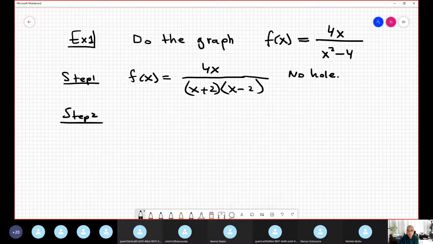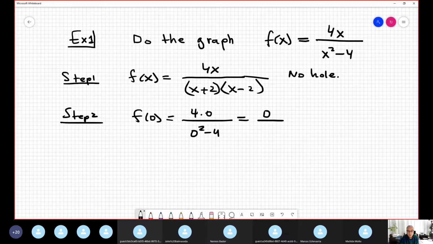Step 2 is super easy. It's to find the y-intercept, and the formula for finding the y-intercept is evaluating 0. You can evaluate in the factored form or you can evaluate in the original. Either way. 4 times 0 divided by 0 squared minus 4. 4 times 0 is 0. 0 minus 4 is negative 4. 0 divided by negative 4 is 0. And the y-intercept is the point (0, 0).